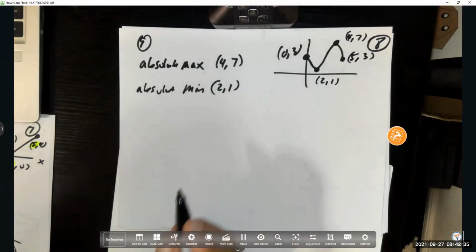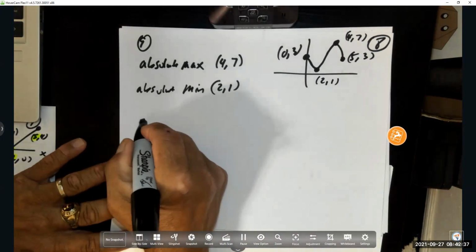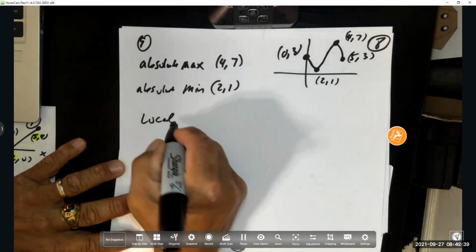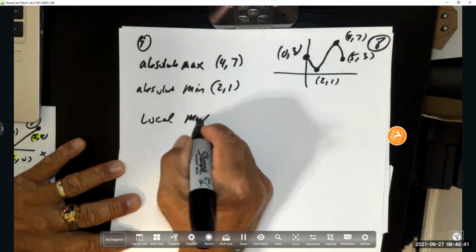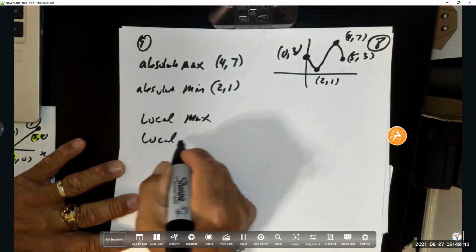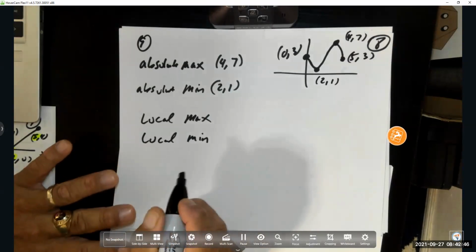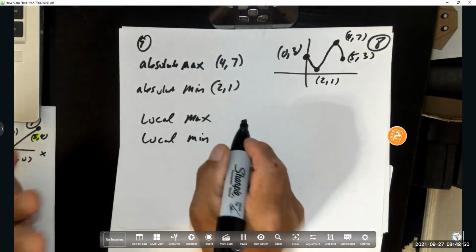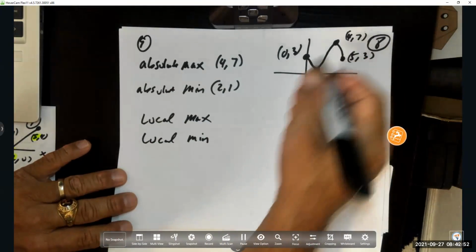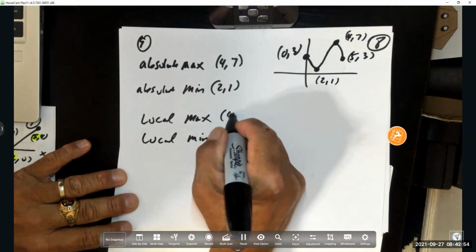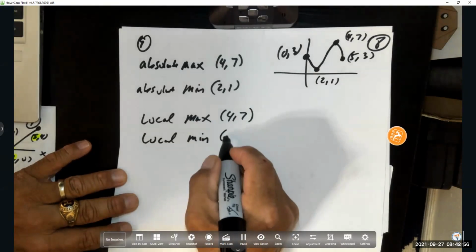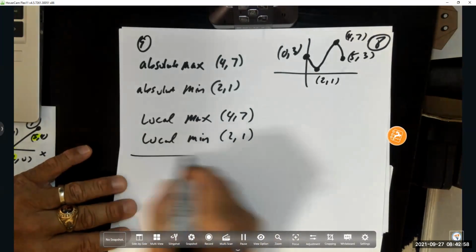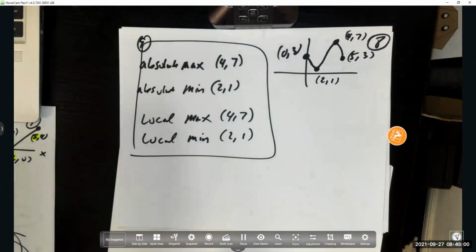Okay, now they're going to ask you this other question. You can answer it exactly the same. So go max. Okay, the max, the absolute max. Local means that there's a bunch of different ones, but there's only one. So I'm just going to put this. This is 4, 7, and this is 2, 1. Just repeat this. So this question pops up on your MyMathLab.